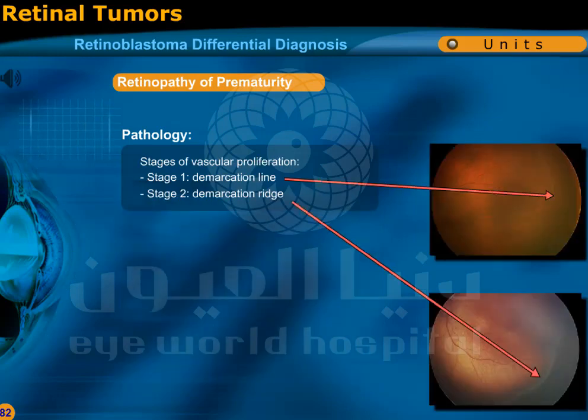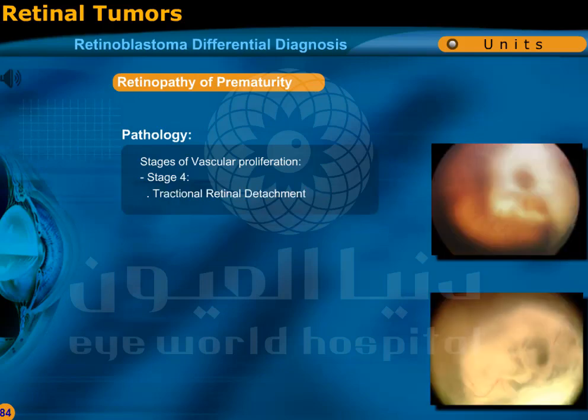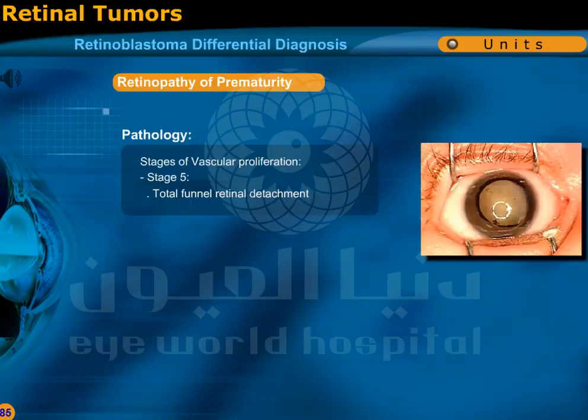Stages of vascular proliferation. Stage 1: demarcation line. Stage 2: demarcation ridge. Stage 3: ridge with extraretinal fibrovascular proliferation. Stage 4: tractional retinal detachment. Stage 5: total funnel retinal detachment.